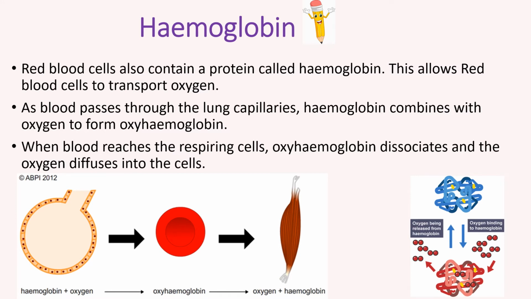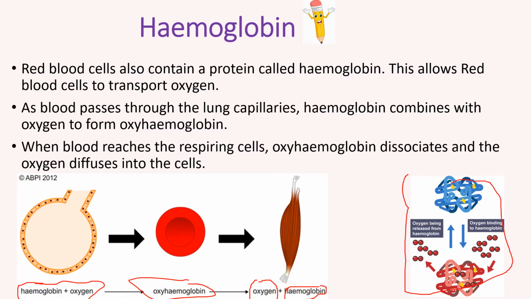In the lungs, you've got your hemoglobin and oxygen combining to form oxyhemoglobin, whereas at tissues, you've got your oxygen coming off of your hemoglobin, so it can then go from the capillary where it is into the tissue, so that your tissue can then perform respiration. And then here's a diagram, so oxygen being released from hemoglobin or oxygen binding to hemoglobin.